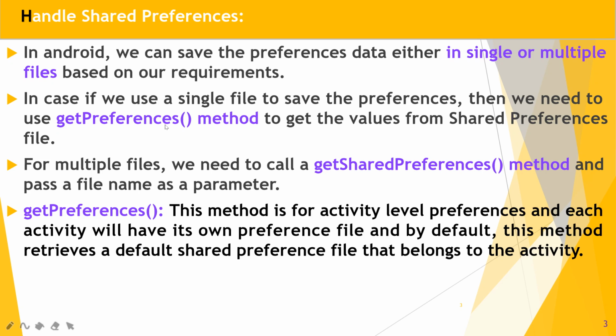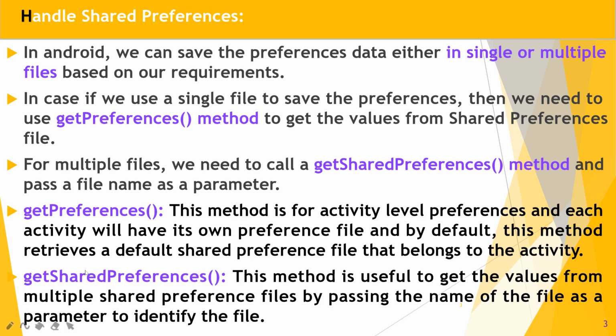Let's discuss the getPreferences method in detail. This method is for activity level preferences, and each activity will have its own preference file. This method retrieves the default shared preferences file that belongs to that activity. So we cannot mention any name of the file. Automatically that activity's shared preference file is used, and we can retrieve the data by using the getPreferences method. But it is only activity level, so single activity level preferences.